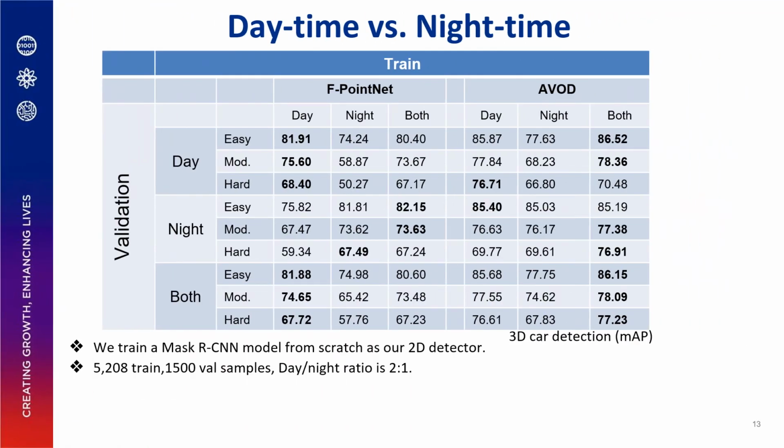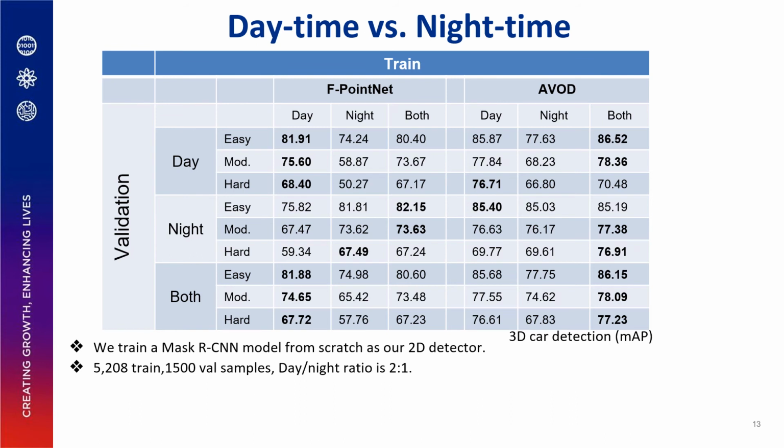Here we compare our results for day-night versus nighttime, and we look at F-Net, which, if you remember, looks at 2D data first and then improves it in 3D, while AVOD looks at both 2D and 3D simultaneously. We used a Mask RCNN model trained from scratch as our 2D detector, and our day-to-night data ratio is about 2:1.